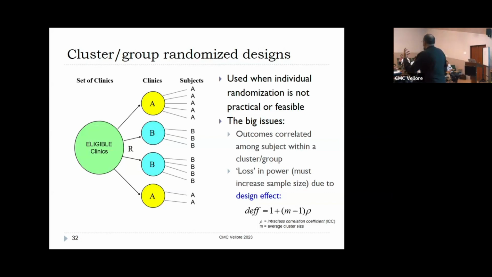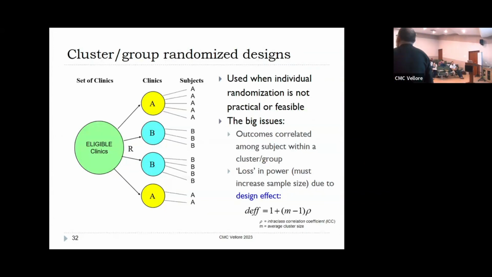You have to get the entire factory, right? So then we get these cluster things. It's used only when individual randomization is not practical or feasible. We could not do it. And so we now randomize one factory or one clinic. Sometimes I do it in clinics.